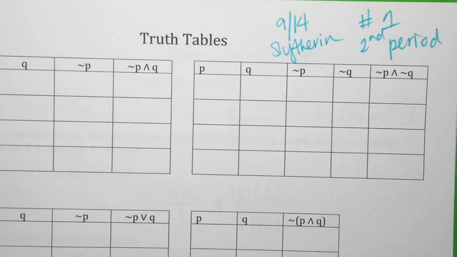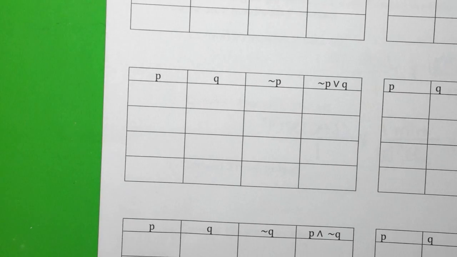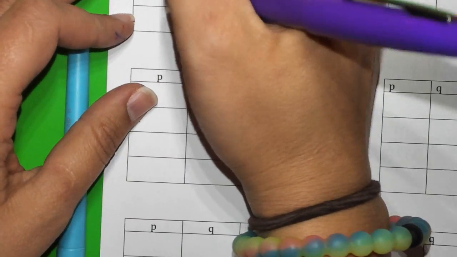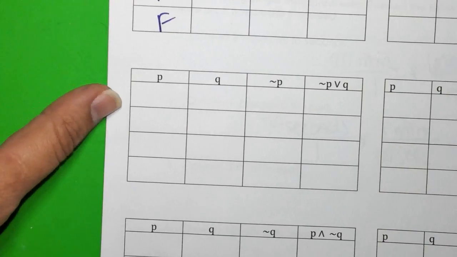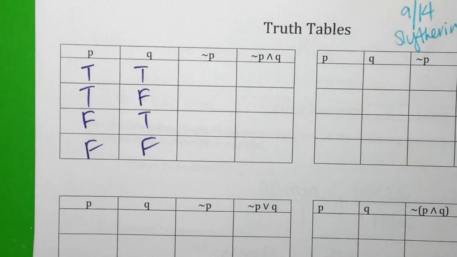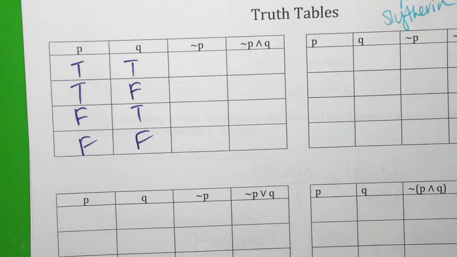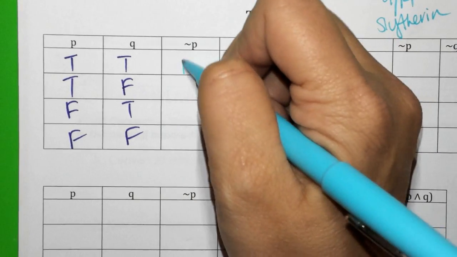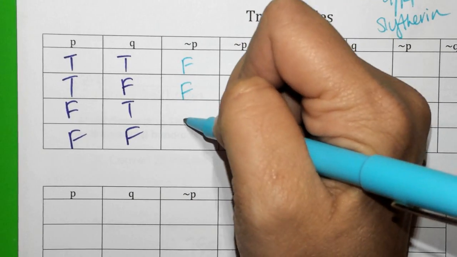Ours is Gryffindor. Okay, so on our truth table, P and Q are always going to start off the same. So what is P? Who remembers? TTFF. And what is Q? Okay. So then what is this asking us to do next? Negate P. It is. Alright, so what is the opposite of P? False, false, false, true, true.